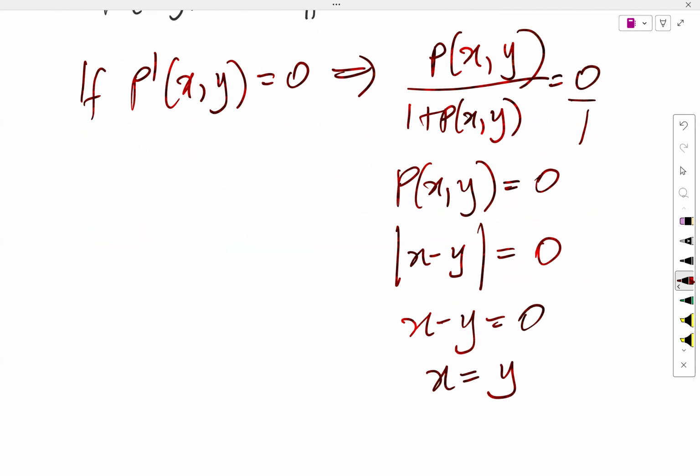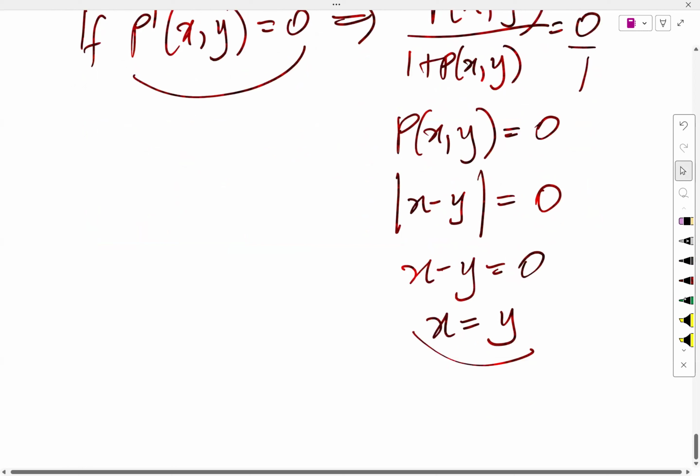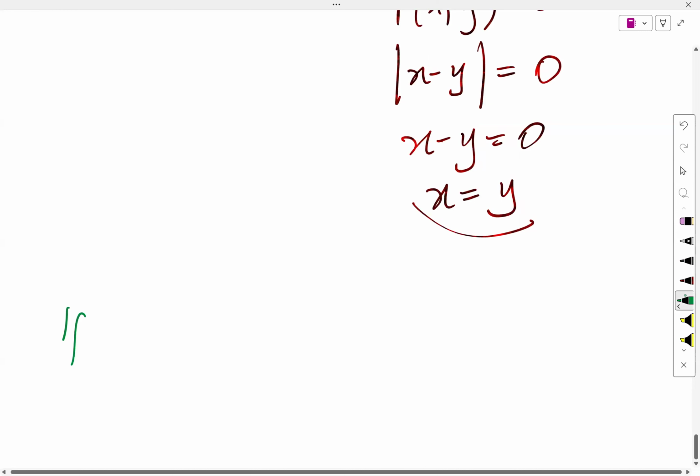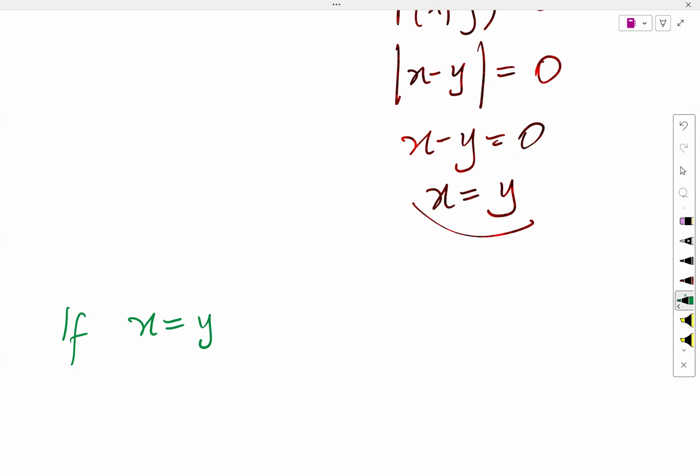So now this is established. We started from here. Now we are here. So we have done it from left to right. So let's go from right to left now. So in that case, now we say if x is equal to y. So it's more like you just want to go back.